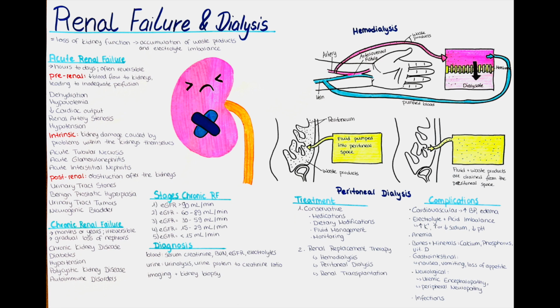The choice between hemodialysis and peritoneal dialysis depends on various factors, such as the patient's overall health, lifestyle, preference, and medical considerations. Both types of dialysis aim to achieve similar outcomes in terms of removing waste products and excess fluid from the body. Dialysis is a life-sustaining treatment for individuals with end-stage kidney disease or acute kidney failure.